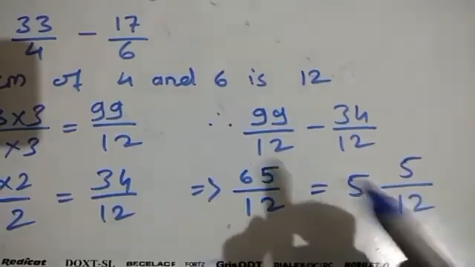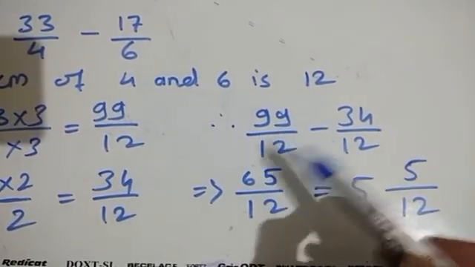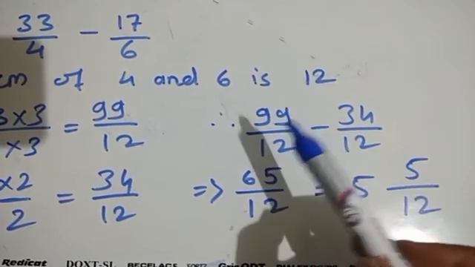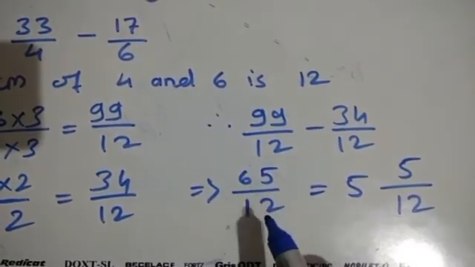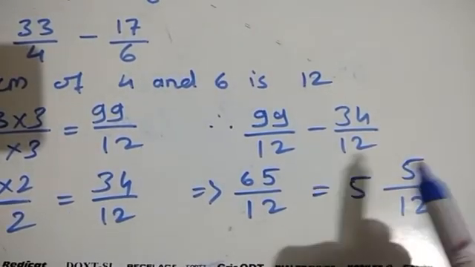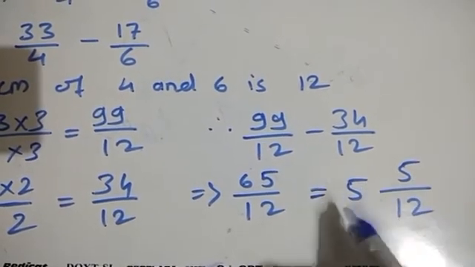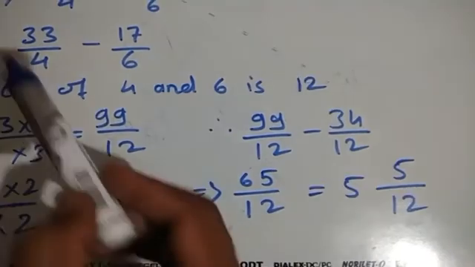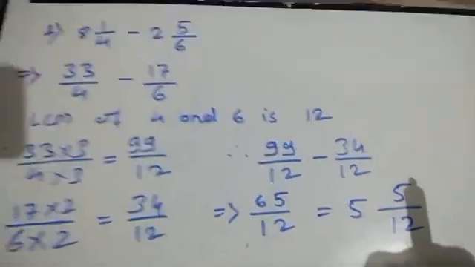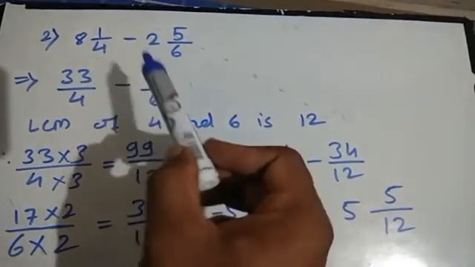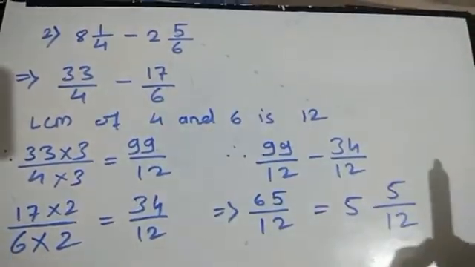Therefore 99 upon 12 minus 34 upon 12. Therefore 99 minus 34 is 65, 12 as it is. Now 65 upon 12 we can write as 12 5s are 60 plus 5, that is 65. Therefore 5 and 5 upon 12 is the difference between 33 upon 4 minus 17 upon 6, or we can say 8 and 1 upon 4 minus 2 and 5 upon 6.